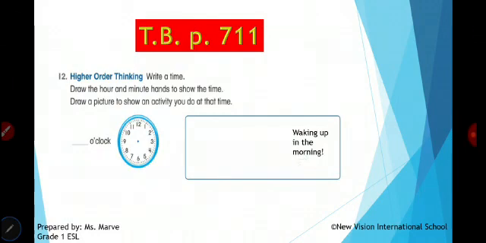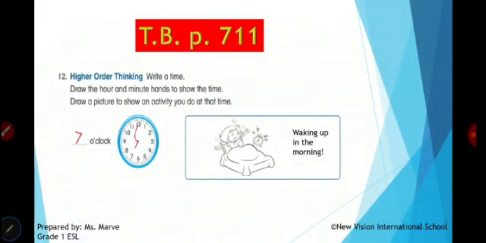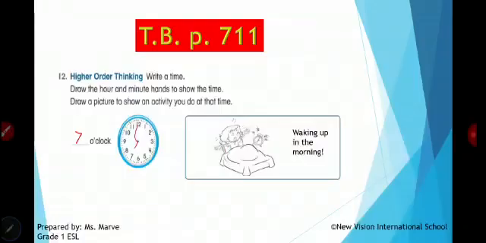Waking up in the morning. Let's say you wake up at 7 o'clock. You're going to write here 7. And you are going to draw the time of 7 o'clock. The shorthand should be pointing to 7. And the longhand should be pointing to where? Great, it's 12. Very good. So, you can now see the drawing. There, very good. Okay, next.